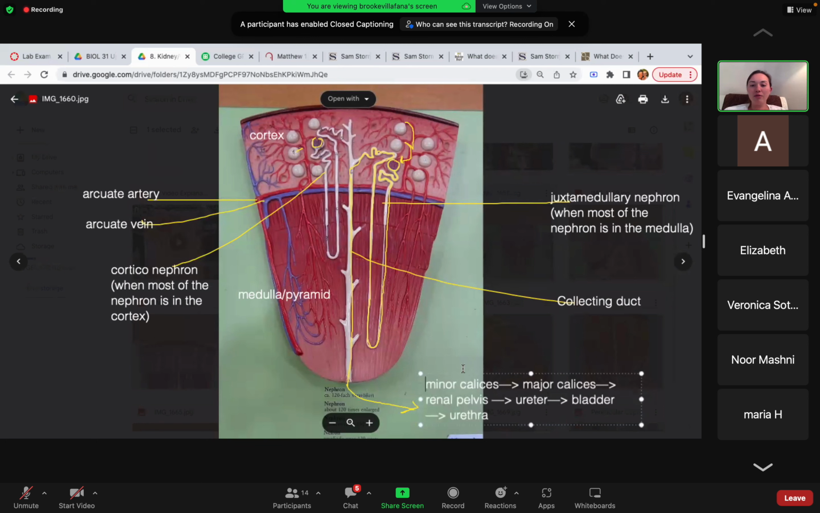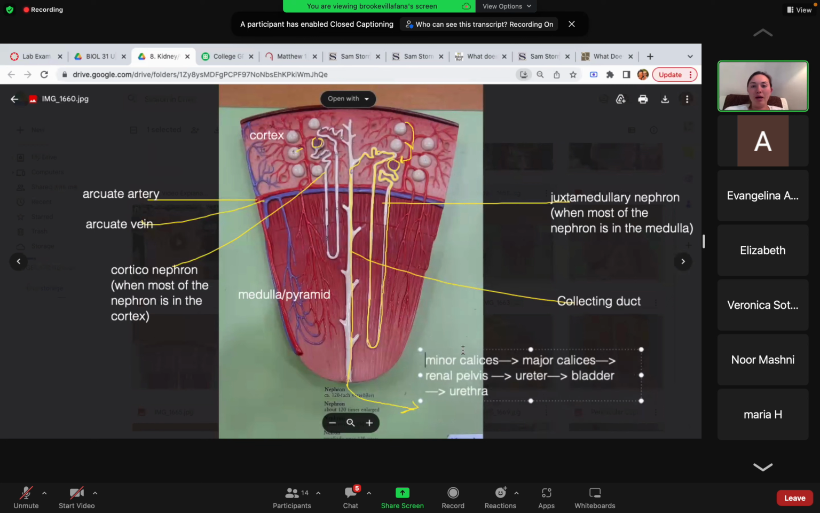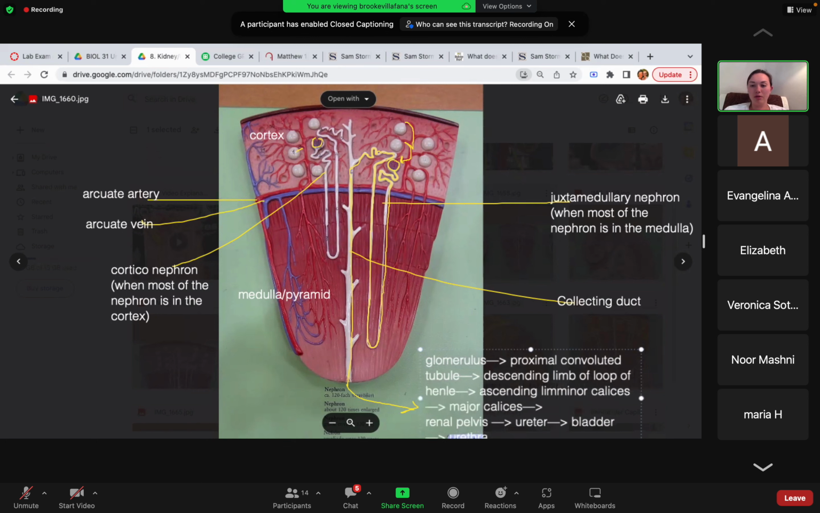So the true path of urine would be blood gets filtered in the glomerulus. Blood passes first through the proximal convoluted tubule. And I want to label this for you guys. Then it goes into the descending limb of the loop of Henle. Then it goes to the ascending limb of the loop of Henle.